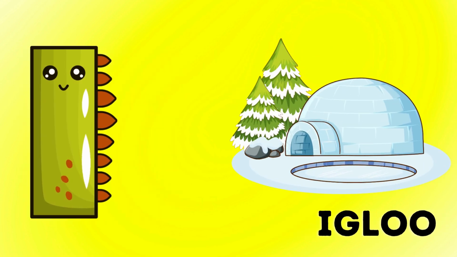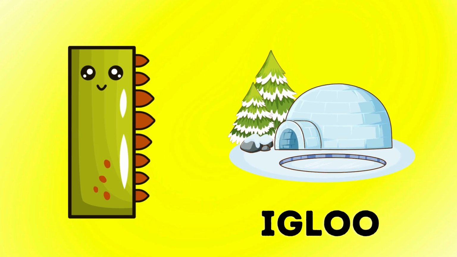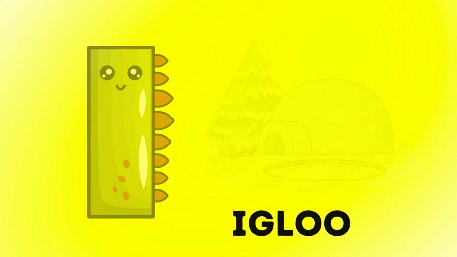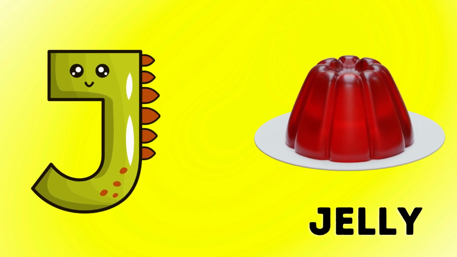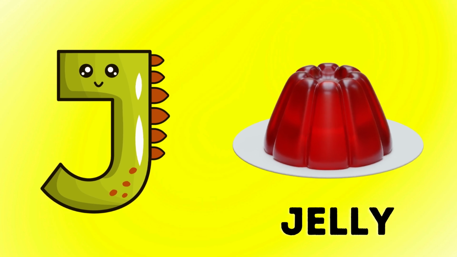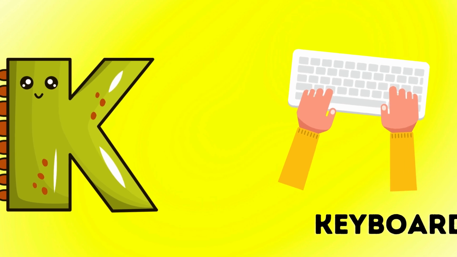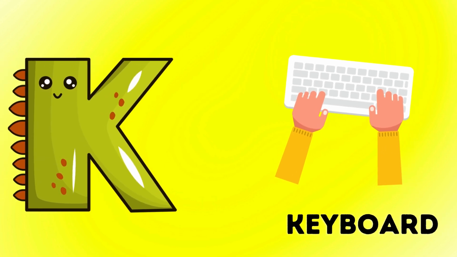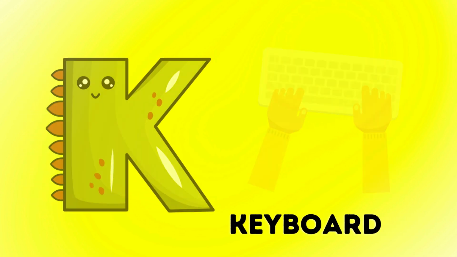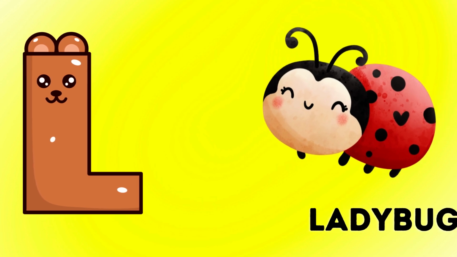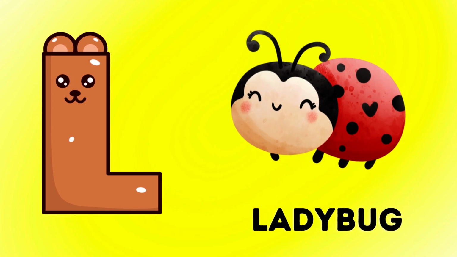I is for igloo, I, I, igloo. J is for jelly, J, J, jelly. K is for keyboard, K, K, keyboard. L is for ladybug, L, L, ladybug.